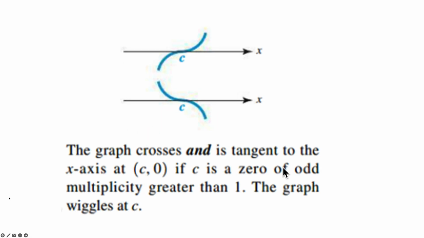If we have a multiplicity greater than 1 that looks like a 3 or a 5, it's going to come in, flatten out for a little bit, and take back off. These are what I call my cubic curves right here. The author says it wiggles. I don't see the wiggle there. It looks more like a shimmy.